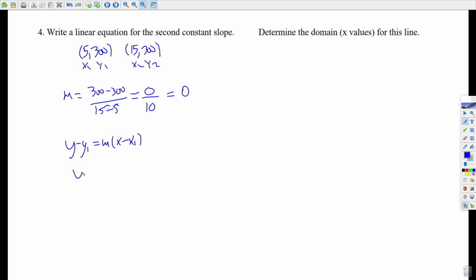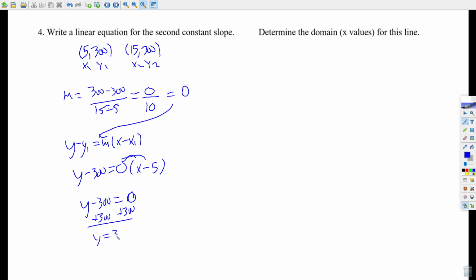y1 is 300, so it's y minus 300 equals our slope, which we know is 0, times x minus x1, which is 5. So what happens here if we distribute the 0? 0 times x, that's gone. 0 times negative 5, that's also nothing. There's nothing on this side. It's y minus 300, and the whole thing is now 0. Last thing to do, add the 300. Y equals 300. No x, nothing. That's your equation.